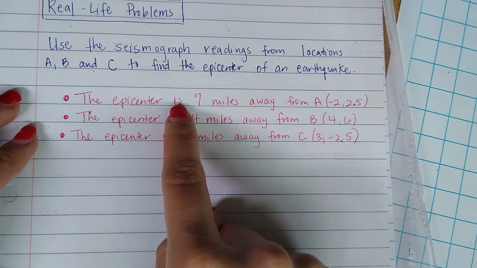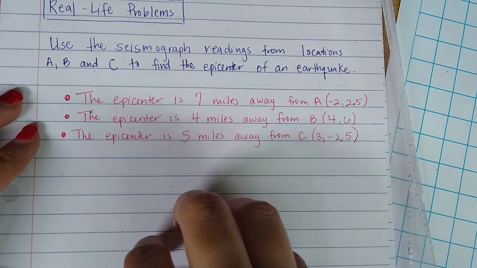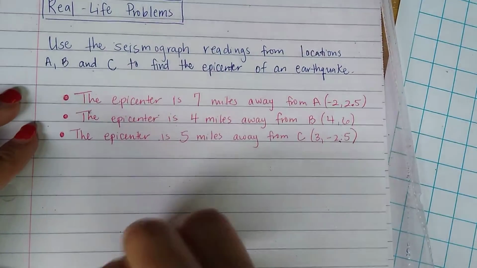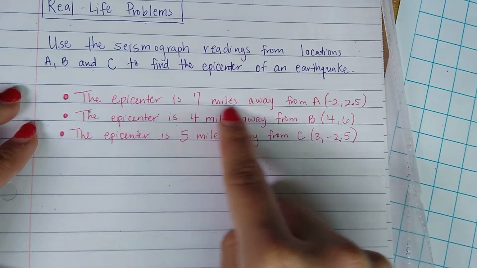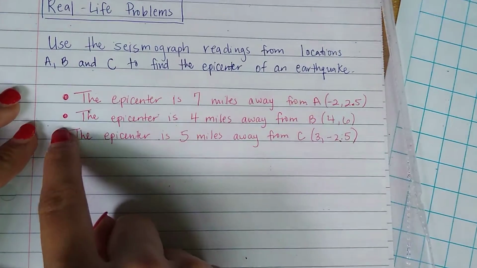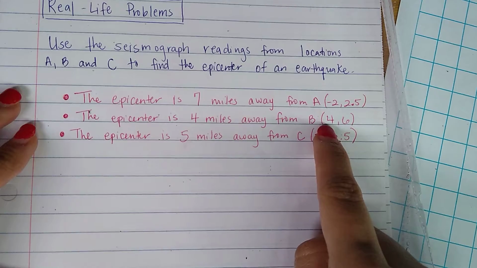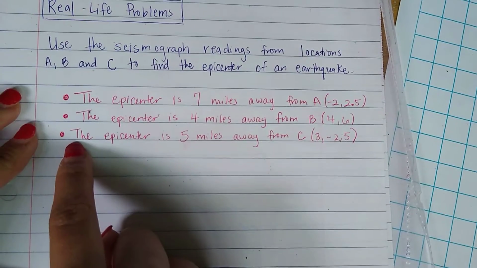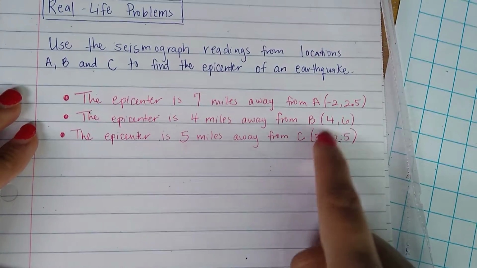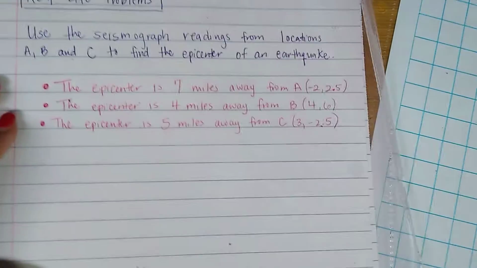The epicenter is the center, the origin of the earthquake, where everything was centered. So the epicenter is 7 miles away from point A, which is (-2, 2.5). The epicenter is 4 miles away from B. In this case, point B is (4, 6). And the last thing we know is the epicenter is 5 miles away from point C. In this case, point C is (3, -2.5).